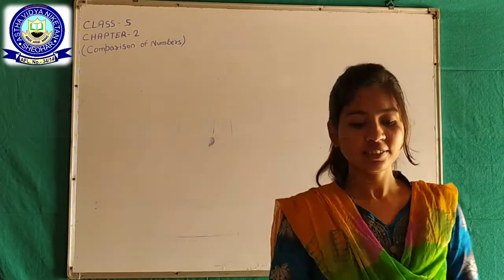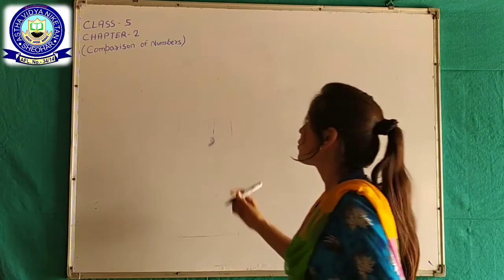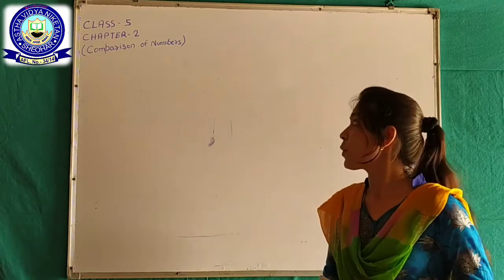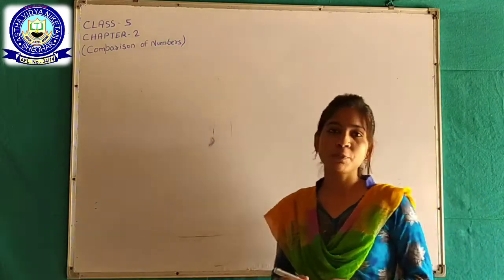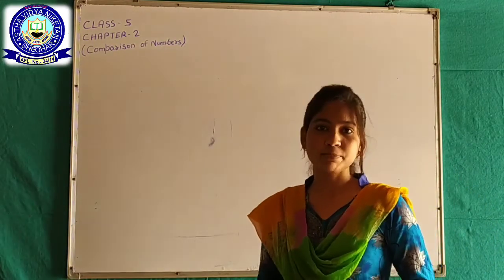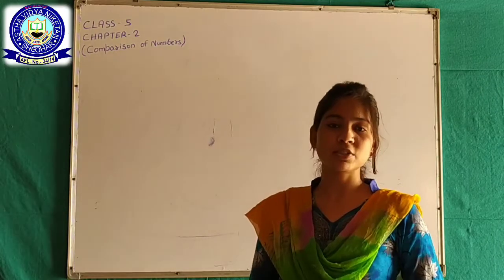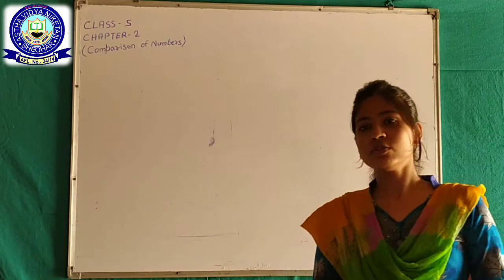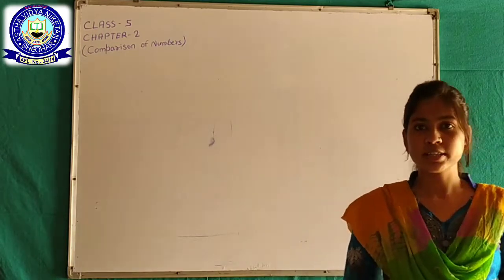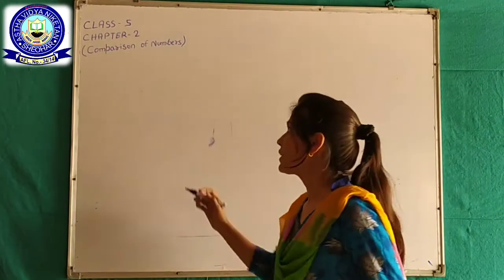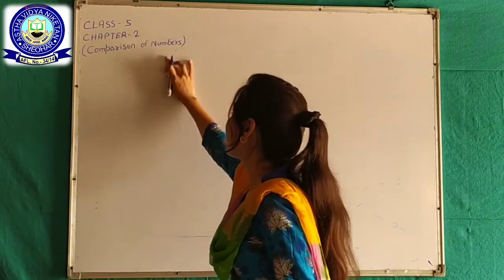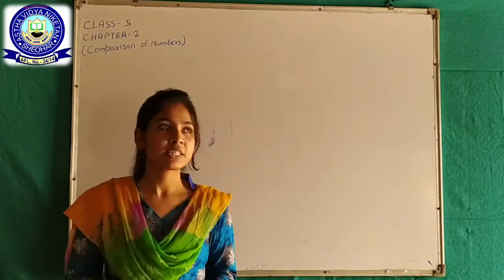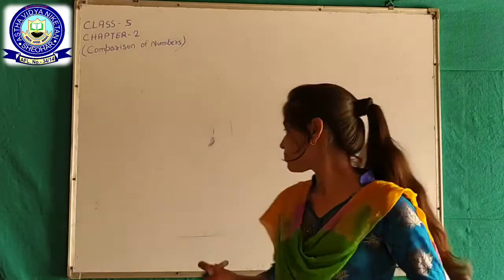Good morning children. Again we have to read mathematics and now your topic is comparison of numbers. In your previous class you read about the Indian place value chart and the international place value chart, and also how we find Indian place value and international place value. Now your topic is comparison of numbers between two numbers, three numbers, etc.